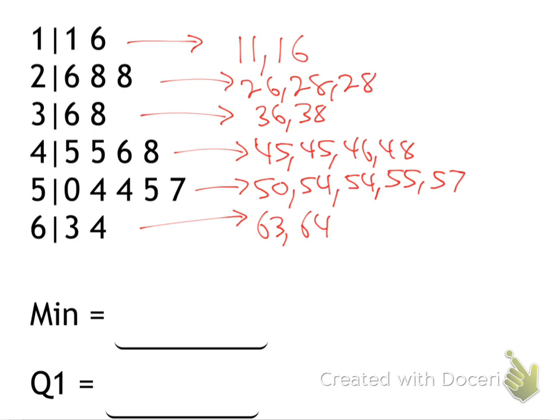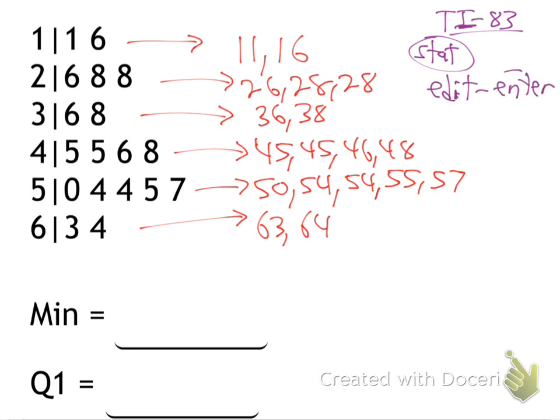So we're going to put all that data into our calculator. And so how do we do that? Do you remember the steps? On the TI 83 or 84, same thing. Hit the stat button. Then you're on the edit screen, just hit enter. And then go to the top of L1 and hit clear and enter.